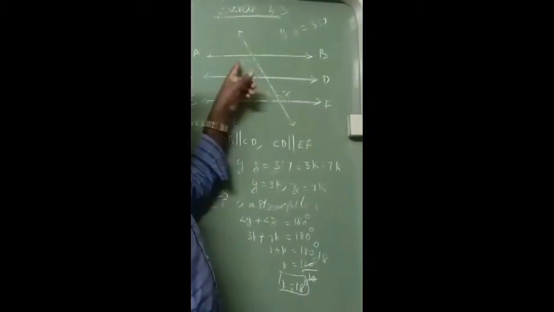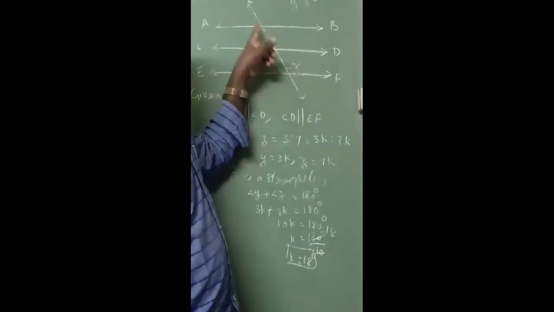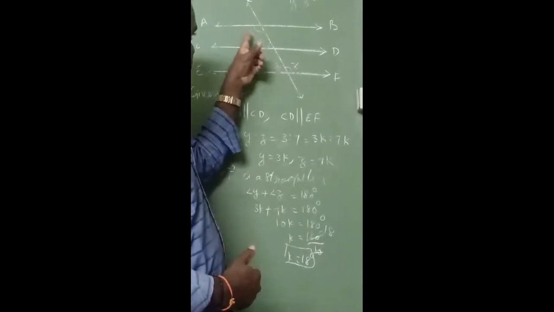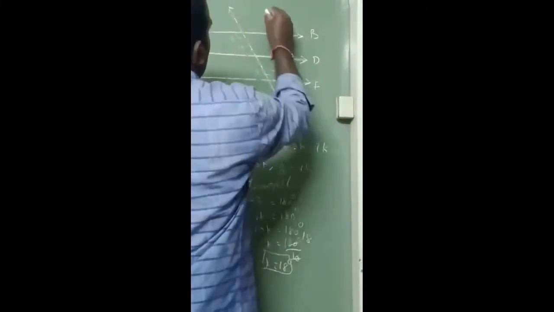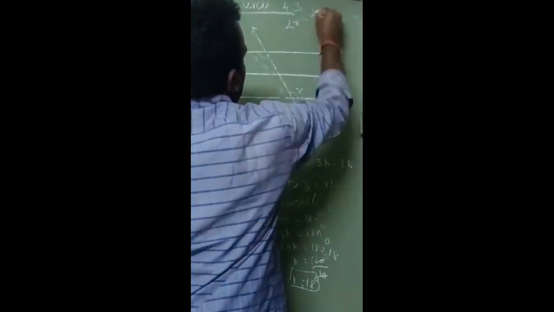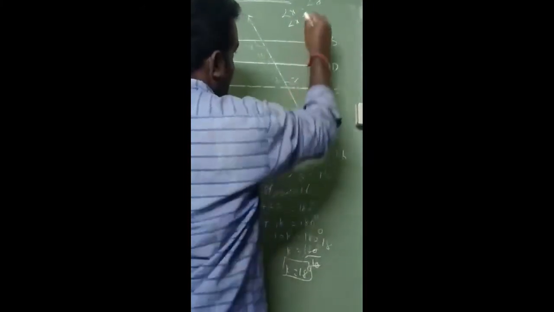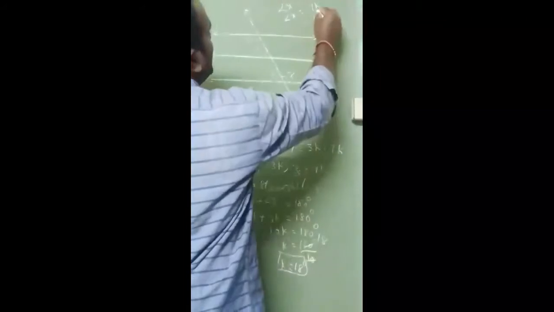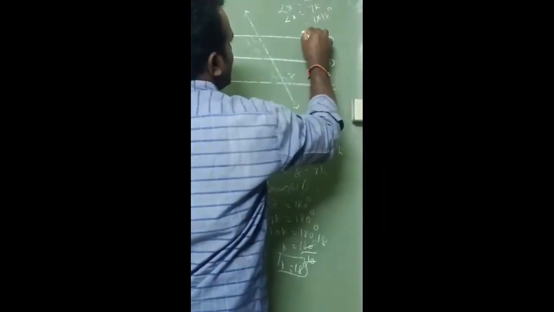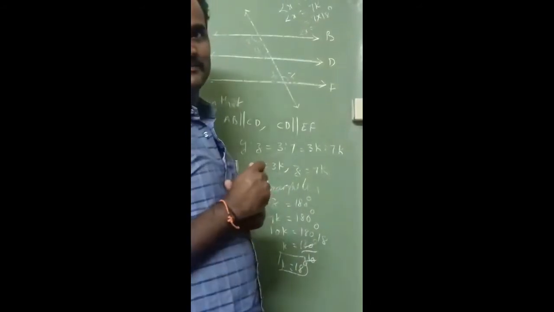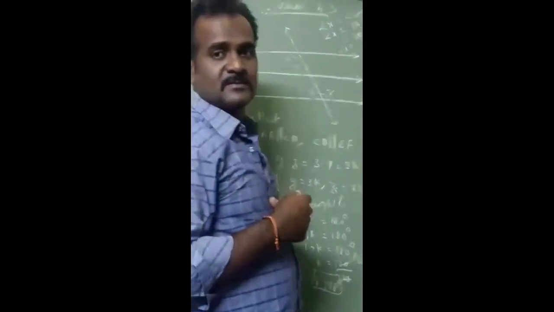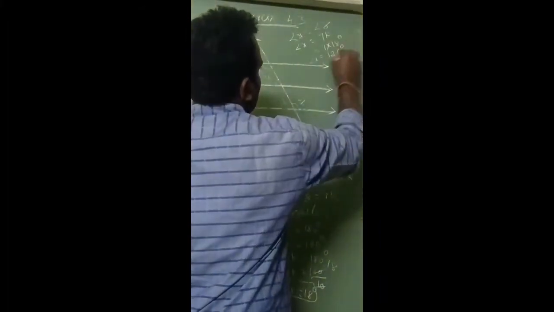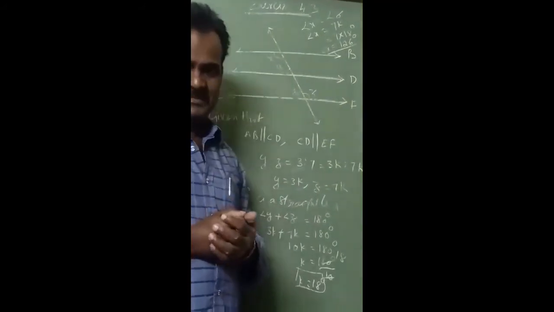Here also observe these angles, angle X and angle Z. Angle X and angle Z are alternate interior angles. Alternate interior angles are equal. So angle X is equal to angle Z, which is 7k. That is 7 into the k value, and k is 18 degrees. 7 times 18 is 126. Angle X is equal to 126 degrees.